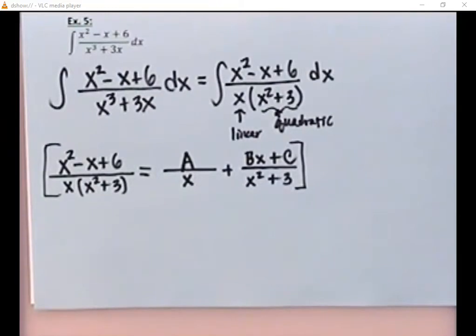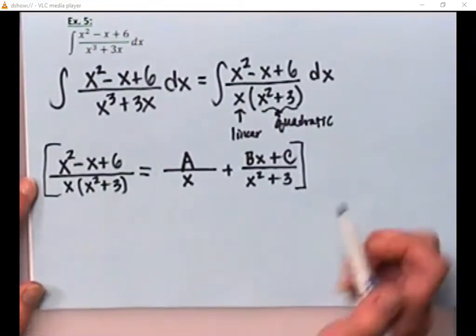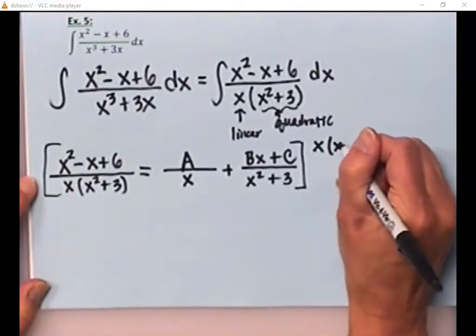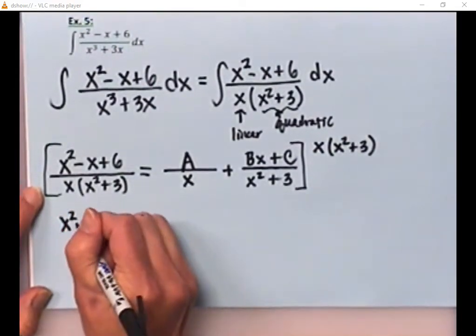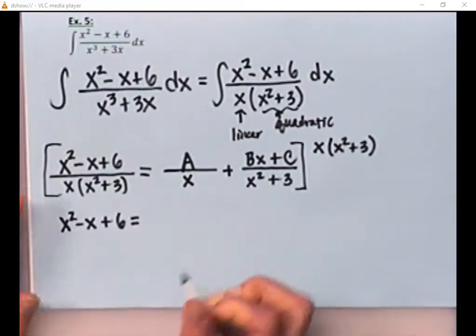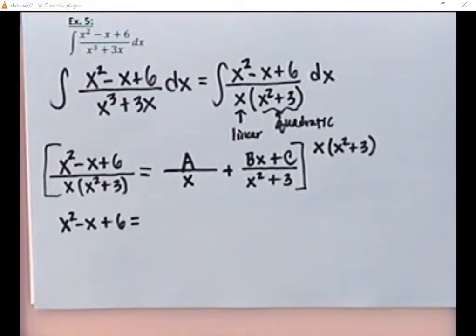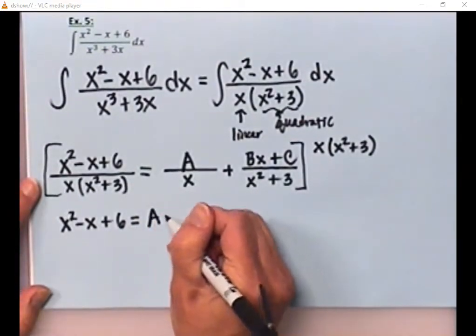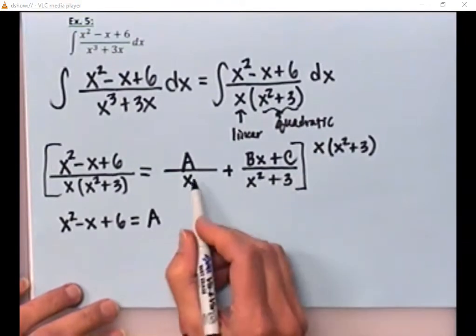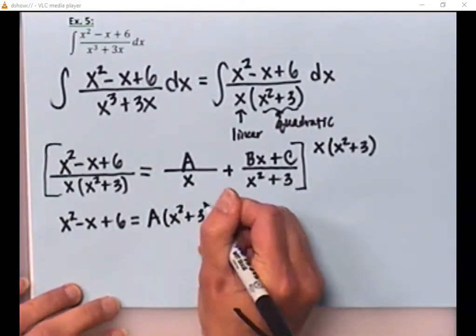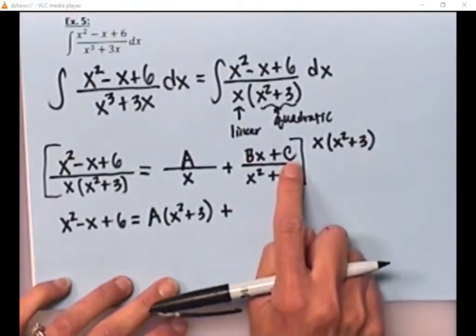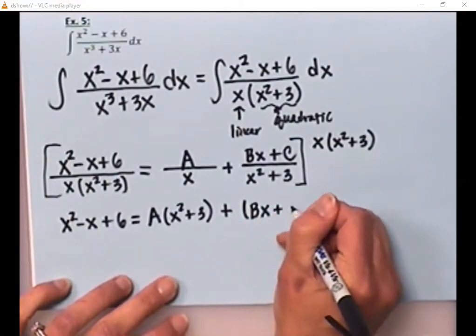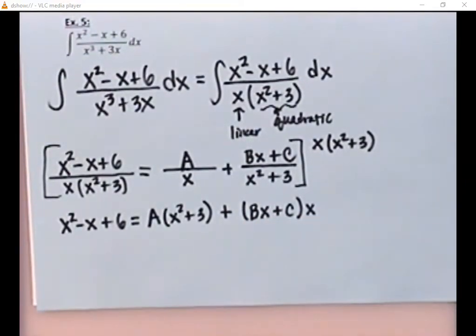Okay, what are we going to multiply by here? It should be x times x squared plus 3, right? Clear out the fractions, same way we've done in the past. On the left, you'll have x squared minus x plus 6. What are we going to have with our a term? x squared plus 3, right? Because x cancels. What are we going to have with bx plus c? x. So notice that you take the whole thing, bx plus c, make sure you write that in parentheses. That whole thing is going to be multiplied by the x.